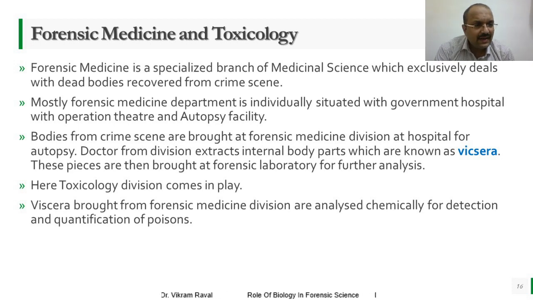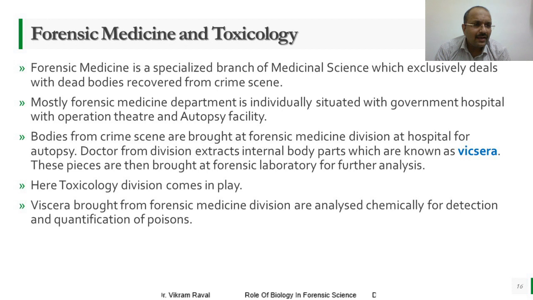Mostly the forensic medicine department is individually situated in government hospitals with an operation theatre as well as autopsy facilities. Bodies from the crime scene are brought to a forensic medicine division hospital for autopsy. The doctor or the expert extracts some of the internal body parts. The parts that are extracted or cut off are known as viscera.